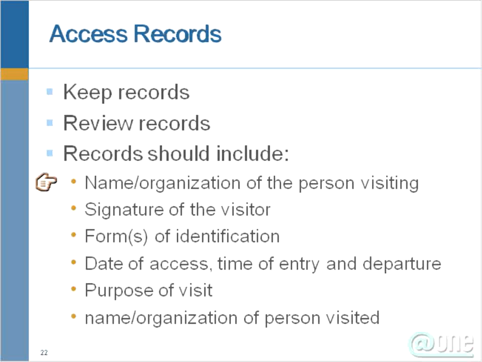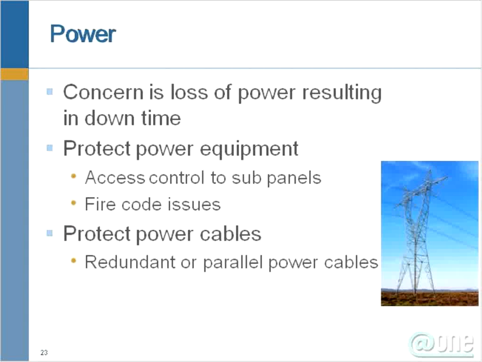So generally, what do you typically keep in access records? Who the person is, their signature, what form of identification you ask for, if any, the date of the access, the purpose of the visit, and who is the person who scheduled that appointment for whatever reason.